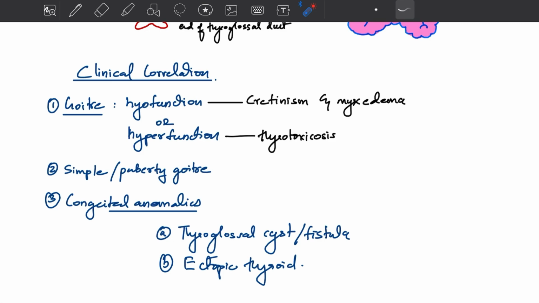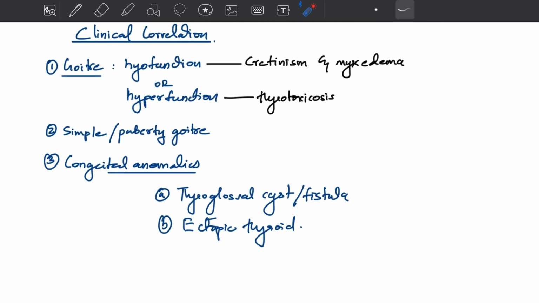Another thing is simple or pubertic goiter. It is nothing but a deficiency in iodine. A deficiency in iodine can cause a puberty goiter or simple goiter. There will be enlargement of the gland. To produce more hormone, the gland will be more enlarged, and it causes compressive symptoms like dyspnea, dysphagia, dysphonia, like that.